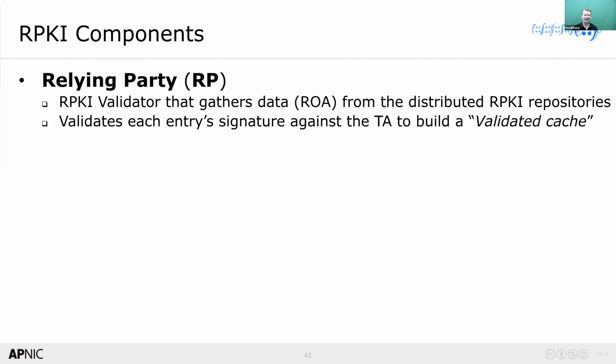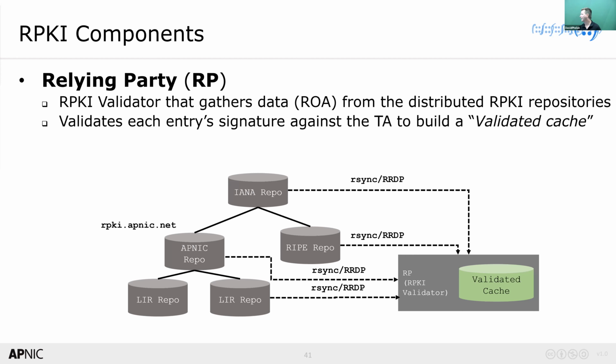We have the relying party, RPKI validators that gather data from ROAs from the repositories and then validate each entry's signature to build a validated cache. So the typical protocol that we use for doing that is rsync. There is also RRDP, which is preferred, but not everybody's doing RRDP yet. So your validator will then go and pull down those records from the various repositories. And we'll be doing this in our lab tomorrow.